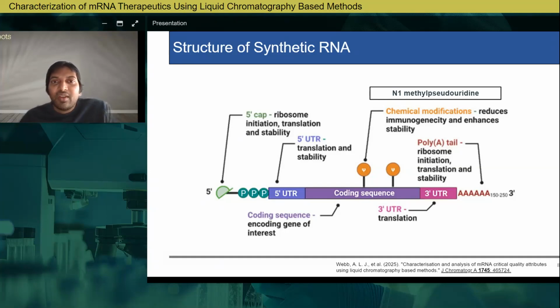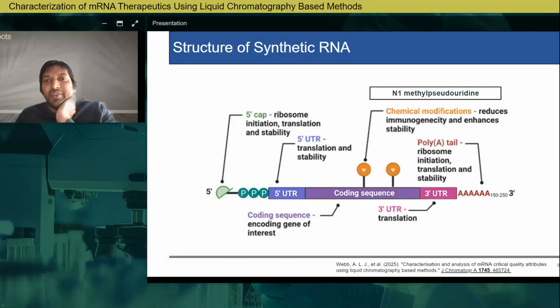And then you have this 5-UTR. Ideally the 5-UTR is the region that helps the polymerase stick and produce your mRNA, and it also helps with translation. And the coding region itself is the gene of interest you put in.